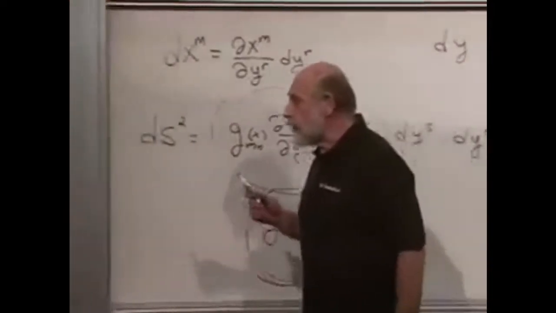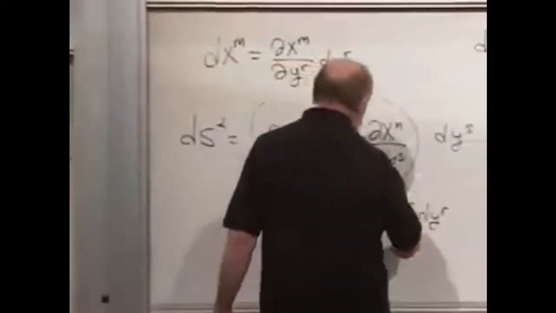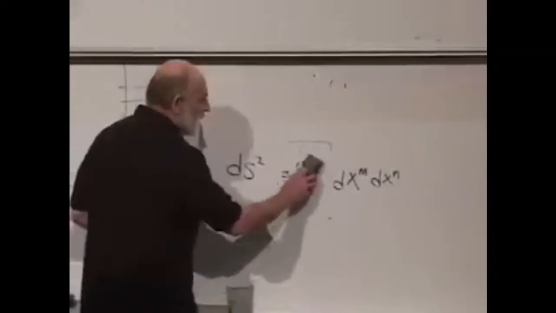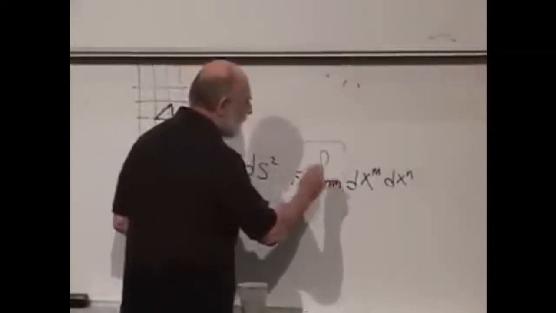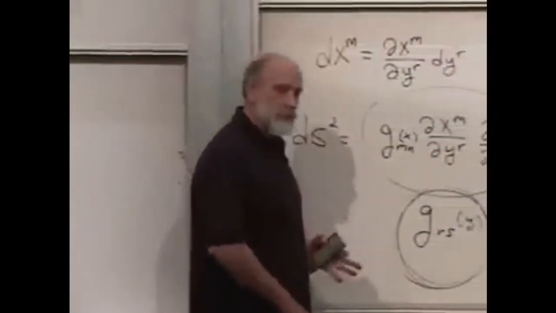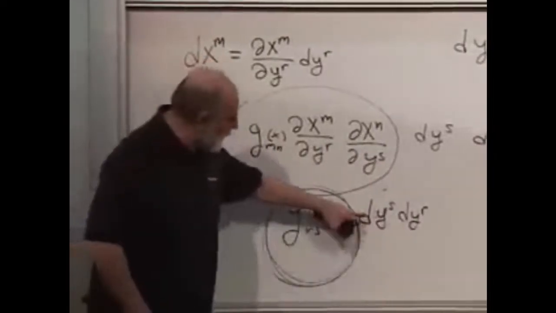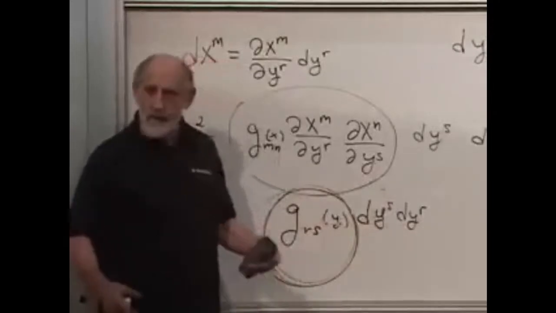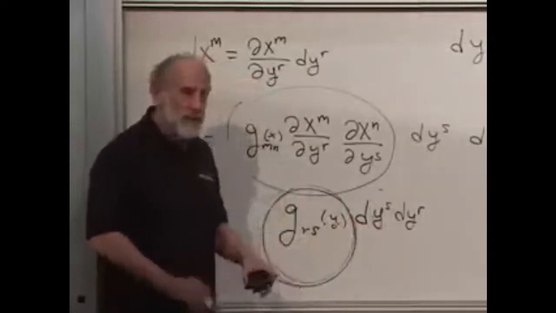The question is, under what circumstances can we find a coordinate transformation from y to x so that this can be brought back to the form delta_mn? In other words, if I gave you the y coordinates and the description of the distance between every neighboring point in this form, that's equivalent to telling you what the geometry is like.